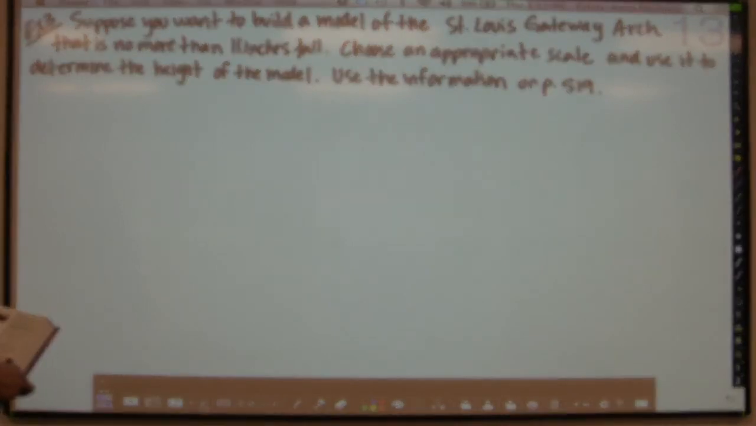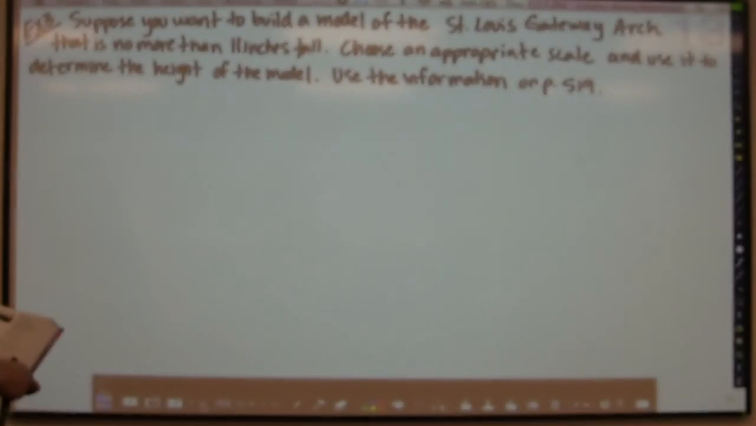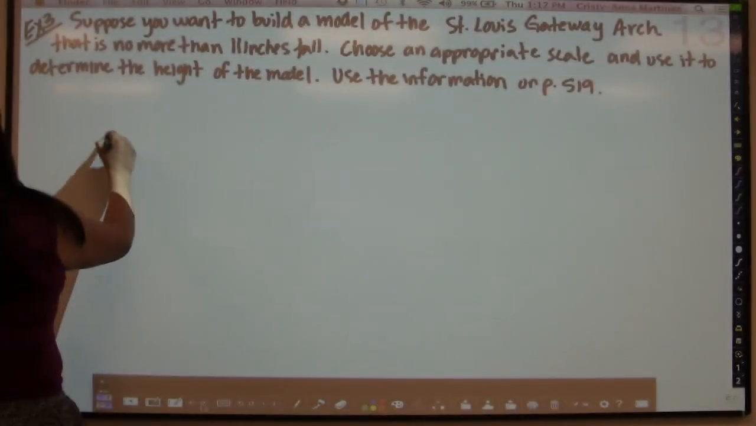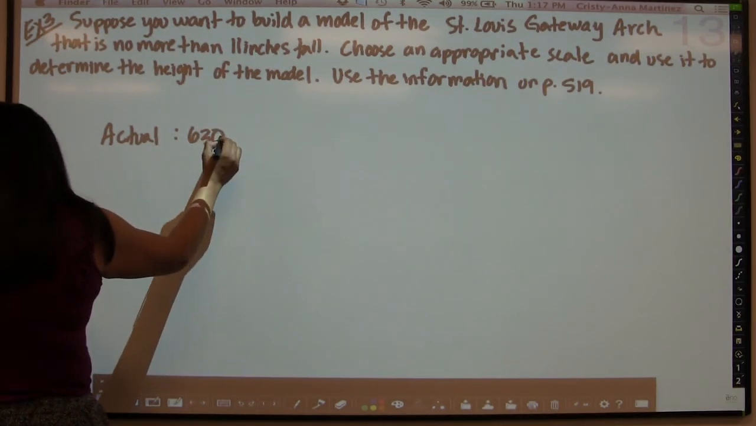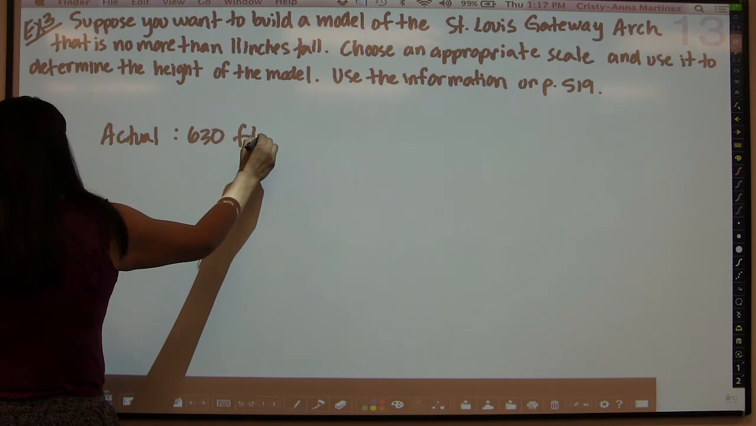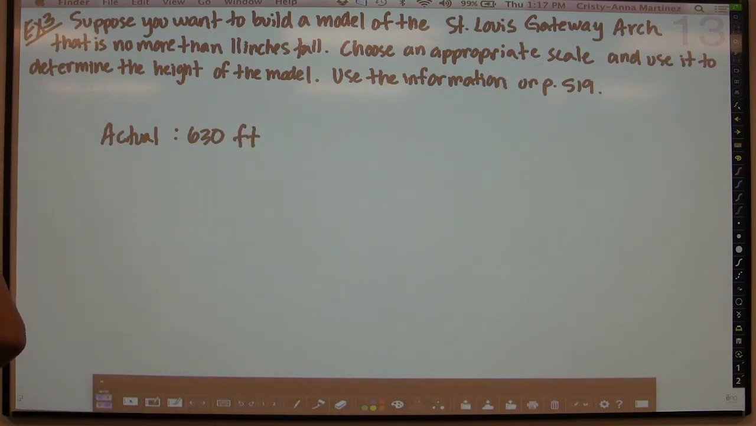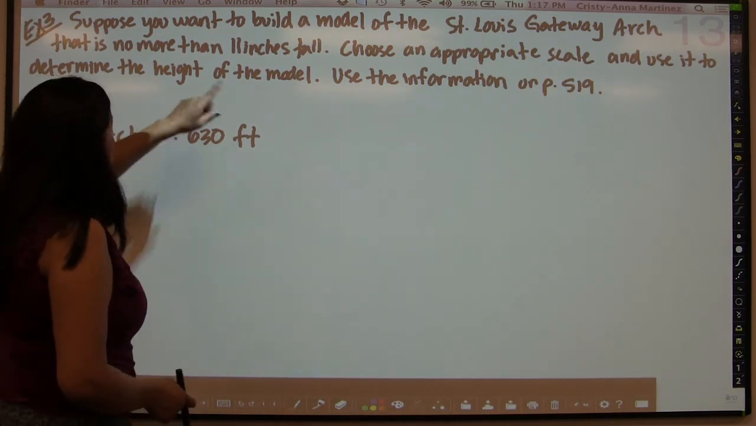And it says here that the St. Louis Gateway Arc is the tallest national monument in the United States. And it's at 630 feet. So the actual height is 630 feet. And it gives us some more information about its actual span. It talks about how much it weighs. But for the purpose of what we're doing here, we just need to know how tall it is. So it's 630 feet tall. But you want your model to be no more than 11 inches tall.